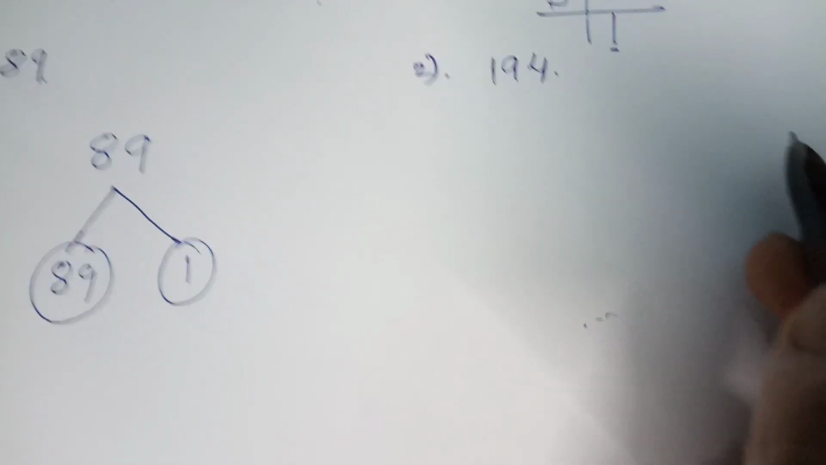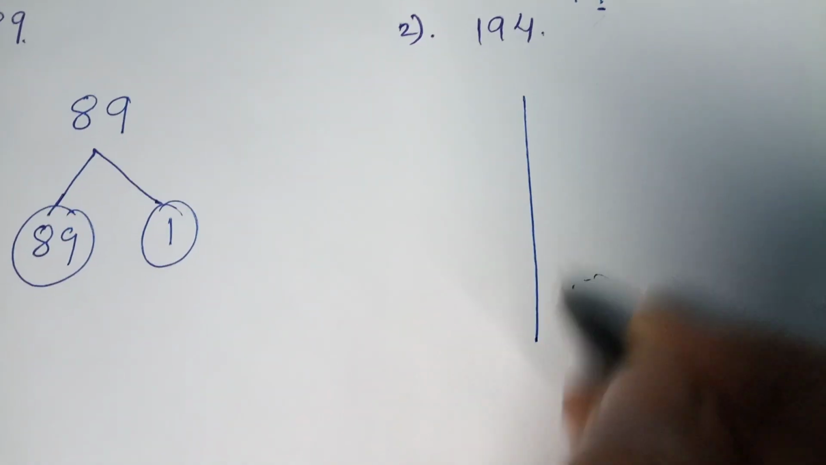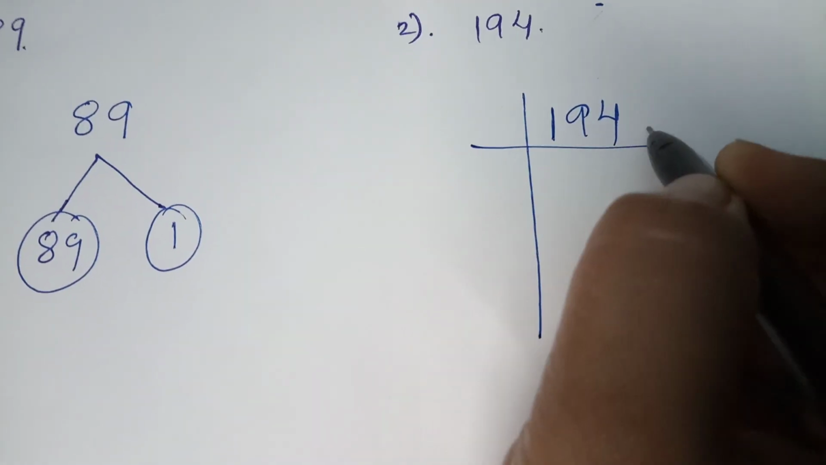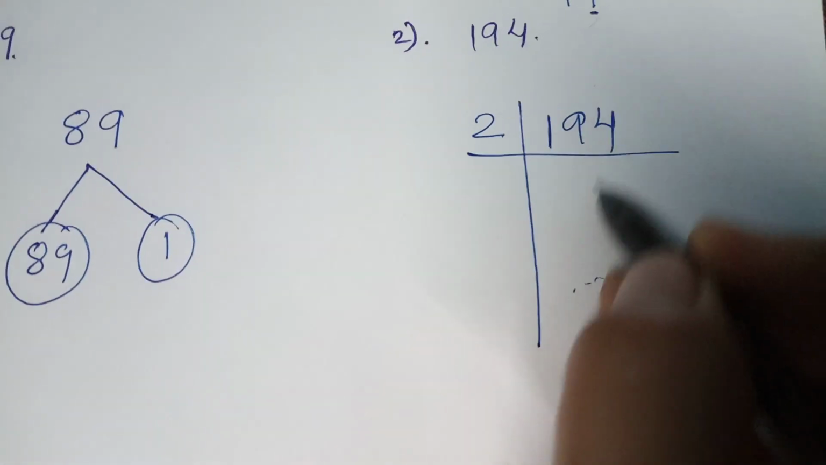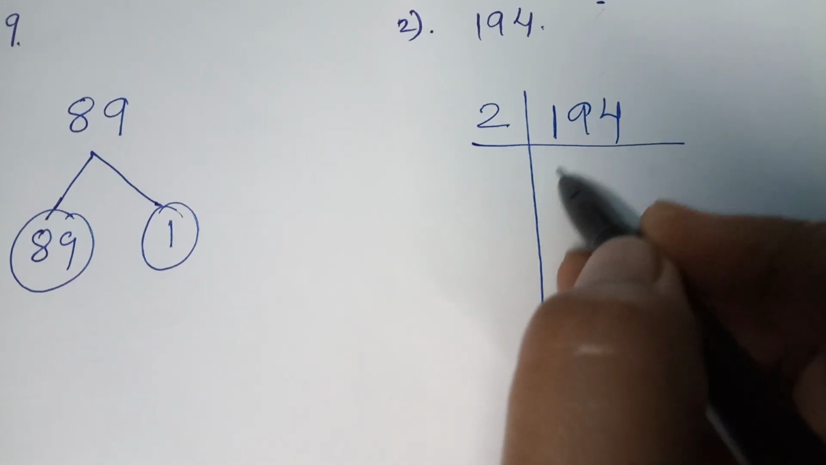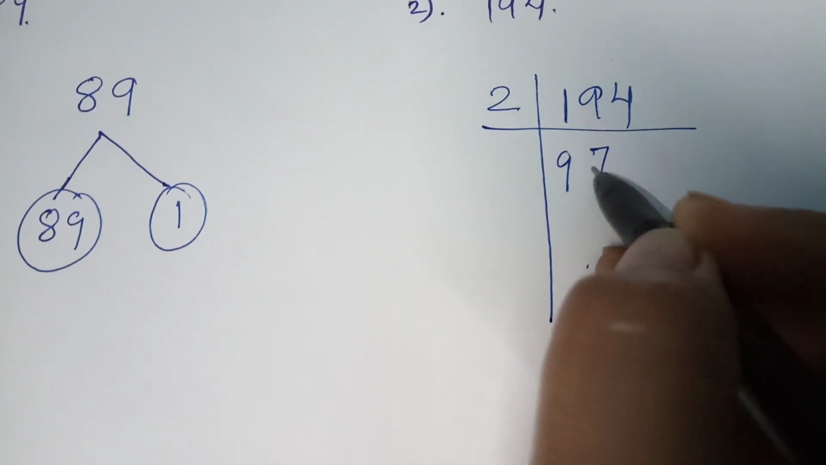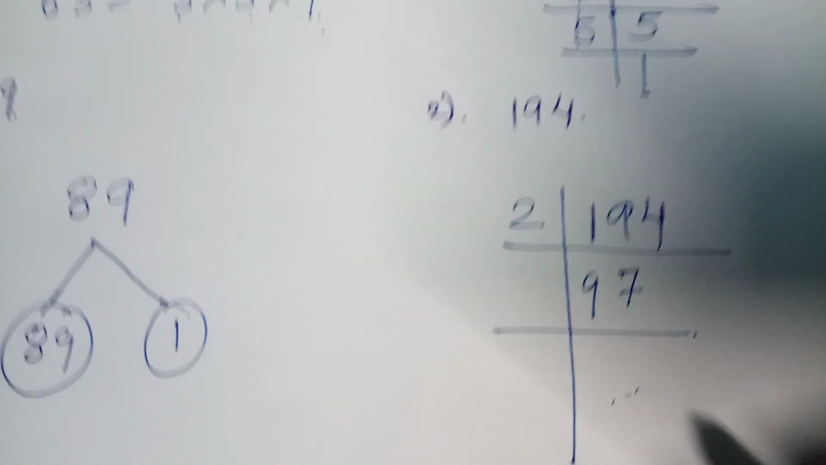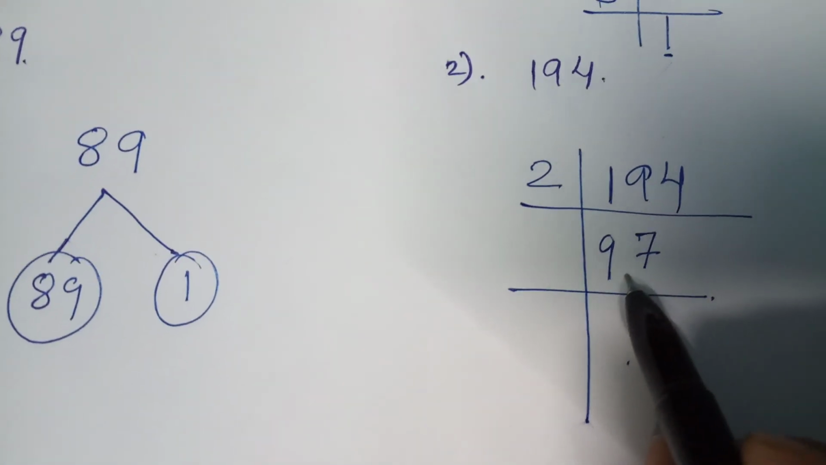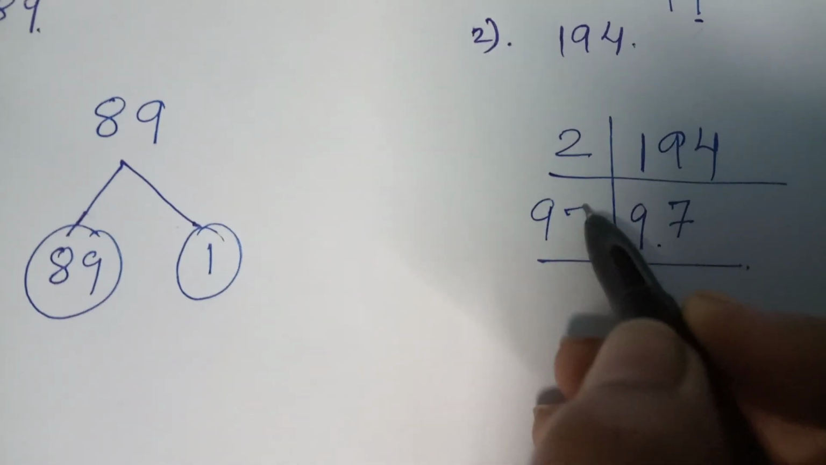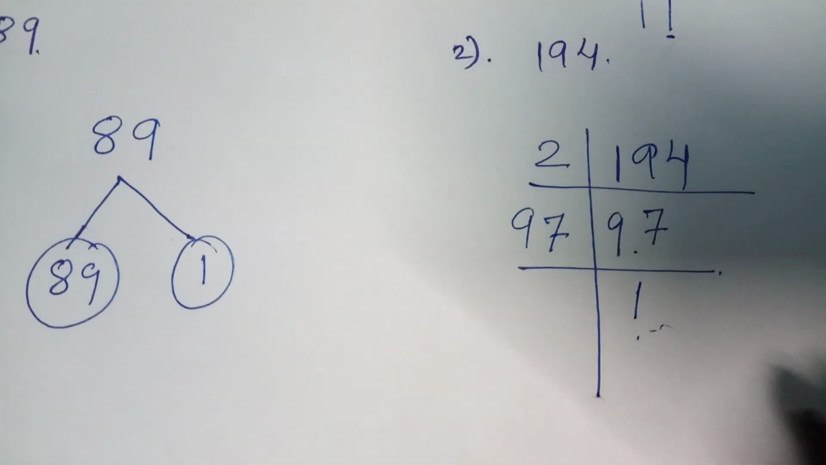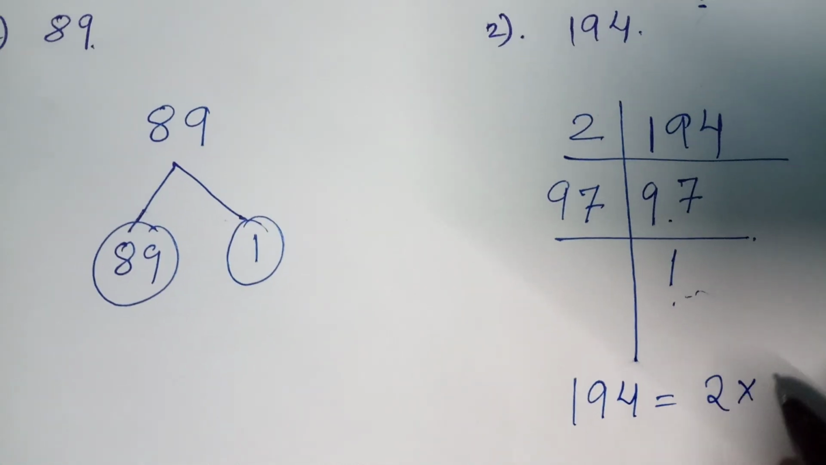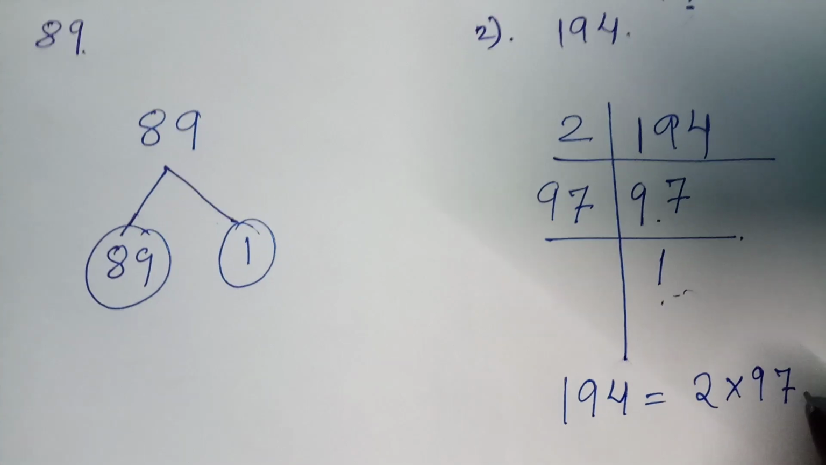Now the division method, and the number is 194. 194 is an even number. It is divisible by 2. Start with 2. 2 times 9 is 18, 2 times 7 is 14. Now 97. 97 is itself a prime number, so it will divide by only 97. So the prime factorization of 194 is 2 into 97.